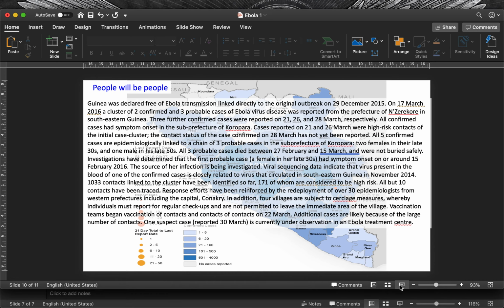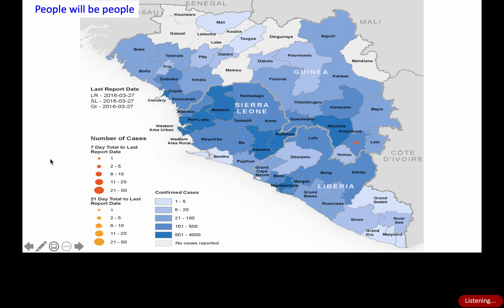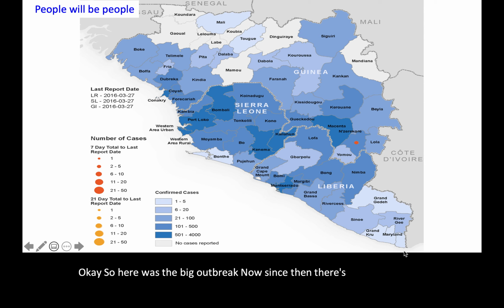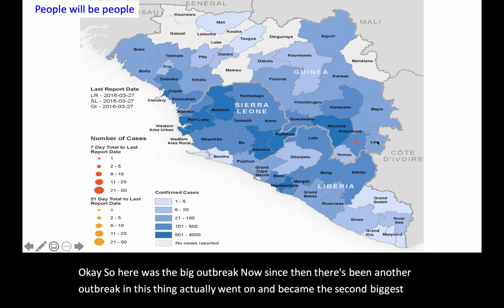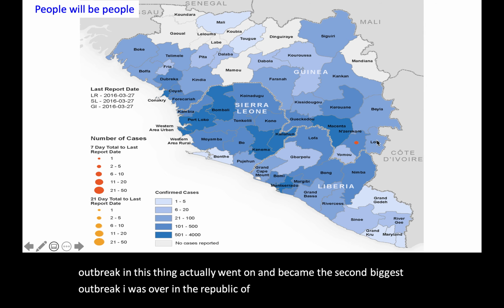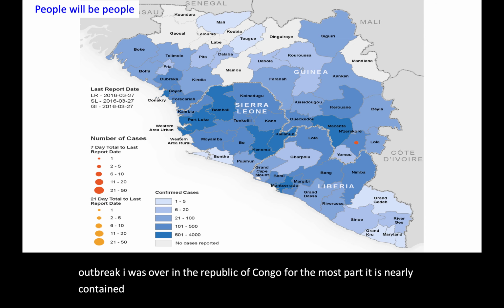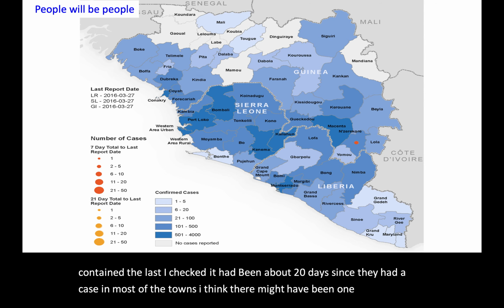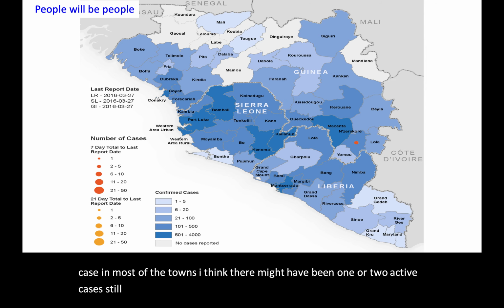Then we'll be done. Okay, so here was the big outbreak. Now, since then, there's been another outbreak, and this thing actually went on and became the second biggest outbreak. It was over in the Republic of Congo for the most part. It is nearly contained. Last I checked, it had been about 20 days since they had a case in most of the towns. I think there might have been 1 or 2 active cases still in one city, but it does seem to be getting close to under control.